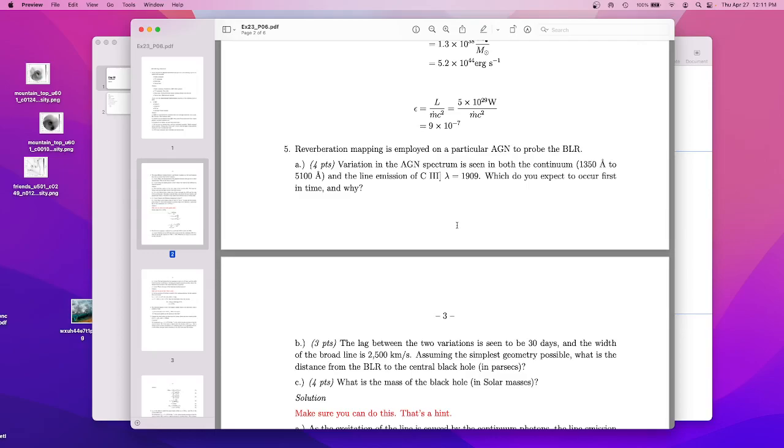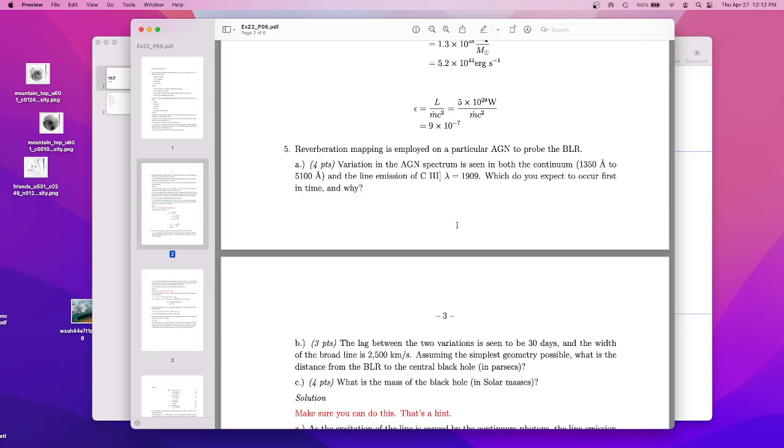The width of the broad line region is 2,500 kilometers a second. Assuming the simplest thing possible, what do I ask? What's the distance from the BLR to the central black hole? And leave it in parsecs. So how do I do that? I want this distance here. D is what? D is C times T.